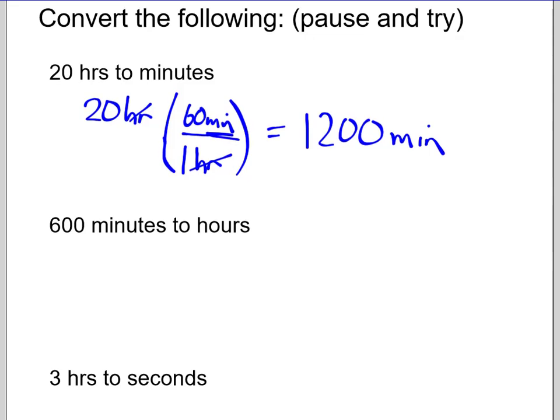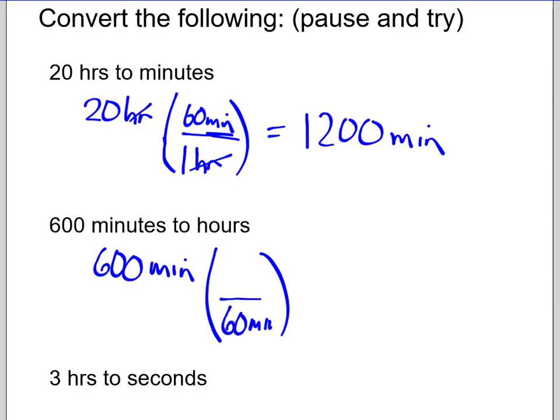Okay, 600 minutes to hours. Start with 600 minutes. We're going to use the same ratio. Now this time we're going to flip it though. So we're going to have 60 minutes on the bottom and 1 hour on the top. We look at the units. The minutes will cancel, so we've set it up right. And then we do 600 divided by 60, and we get 10 hours.